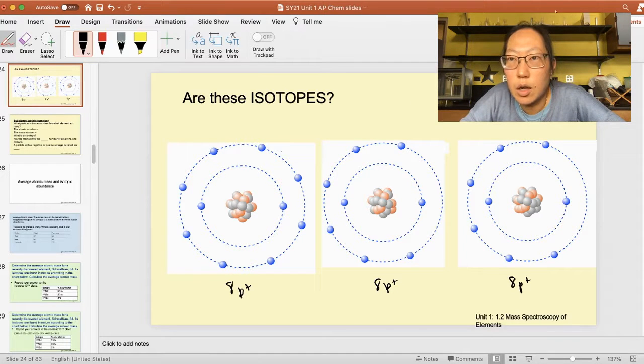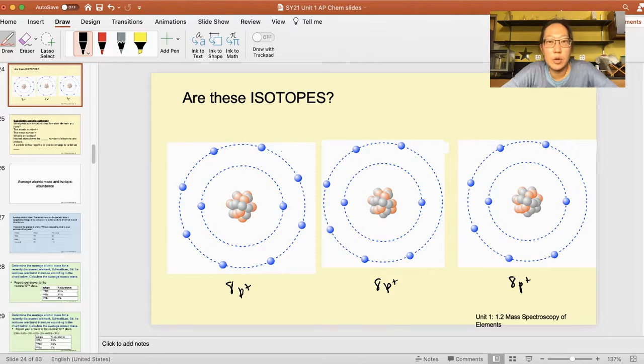Okay, I'm going to call on somebody to explain what they think isotopes are. All right, Braden, you were late, so let's see. Braden, go ahead and do you know what isotopes are? Exactamundo.